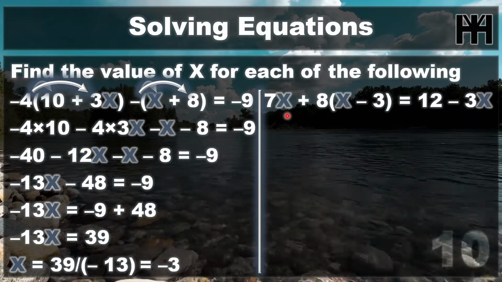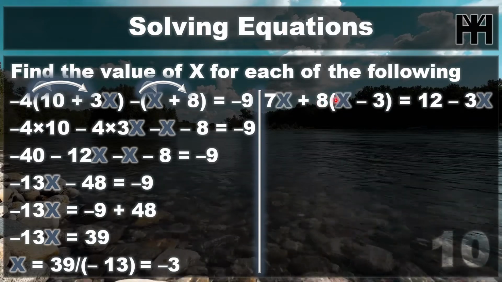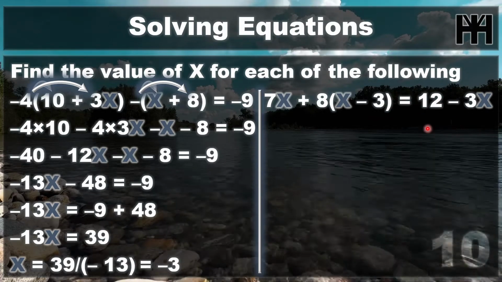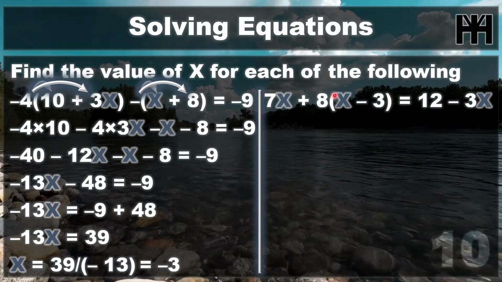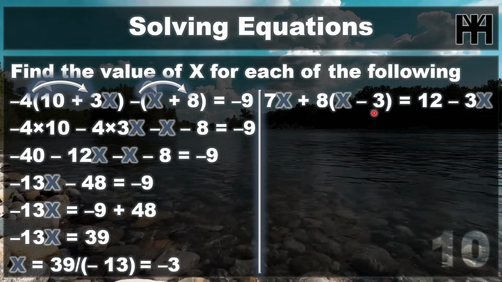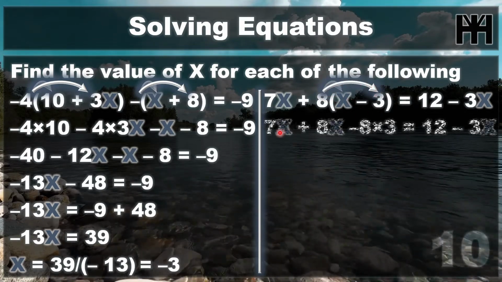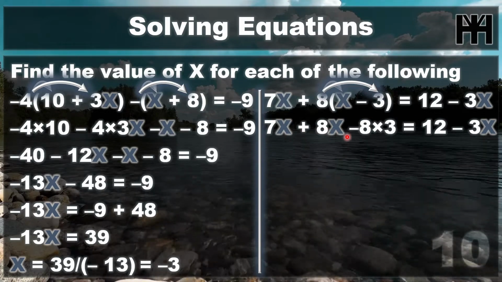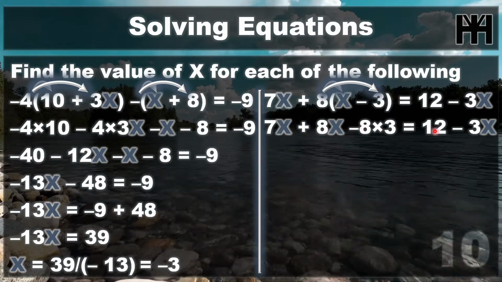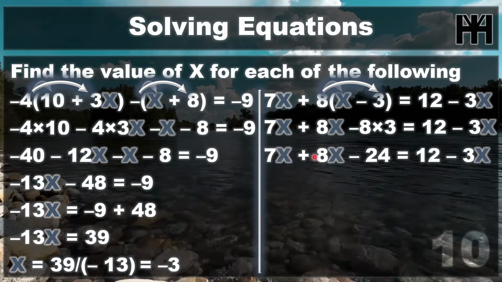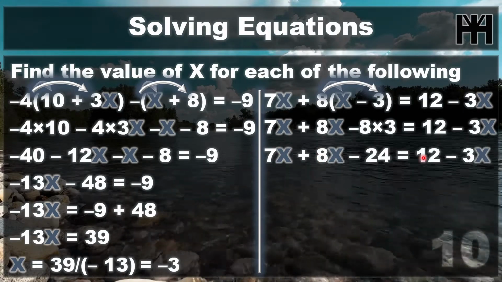Okay, now we have 7x plus 8 multiplied by x minus 3 equal to 12 minus 3x. First of all, we want to get this x alone, so we will break this bracket, so 8 times x and 8 times negative 3. So it's 7x plus 8x minus 8 times 3 equal 12 minus 3x. So it's 7x plus 8x minus 24 equal 12 minus 3x.